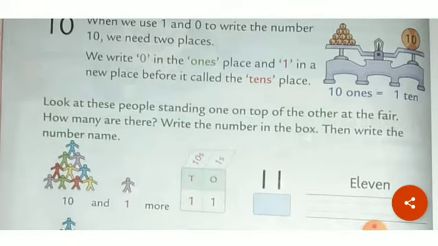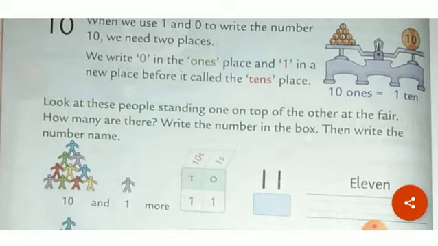Look at these people standing one on top of the other at the fair. How many are there? Write the number in the box, then write the number name. You have to count these people and write the count in the given box. The people standing on one another are in the tens group.